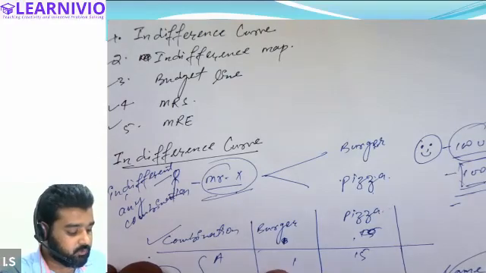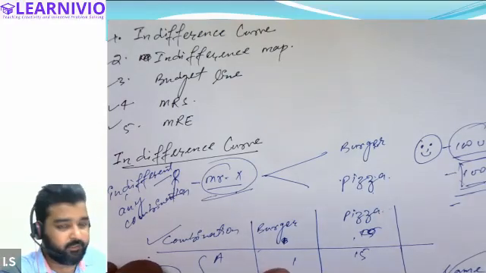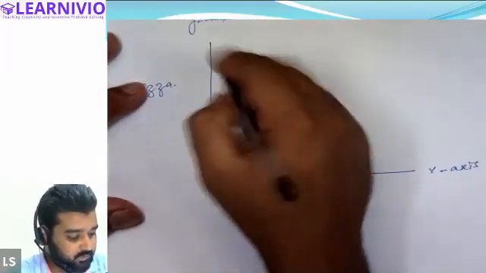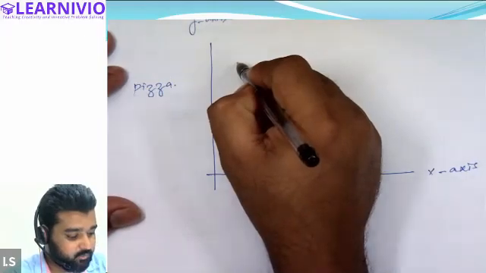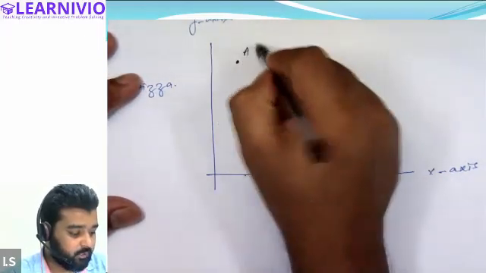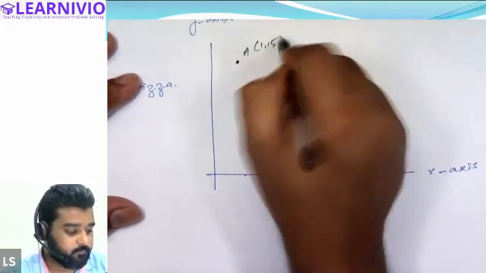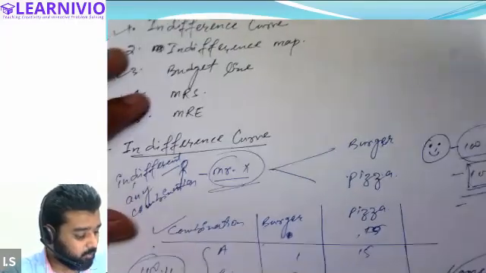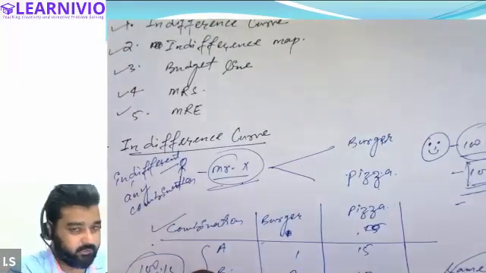Initially the consumer was consuming the goods in the 1 and 15 combination. So 1 unit of burger and 15 units of pizza. So suppose here is 15 units of pizza and 1 unit of burger. So this will be combination A, 1 and 15. All right. Now, what is the second combination? The second combination is 2 and 10.